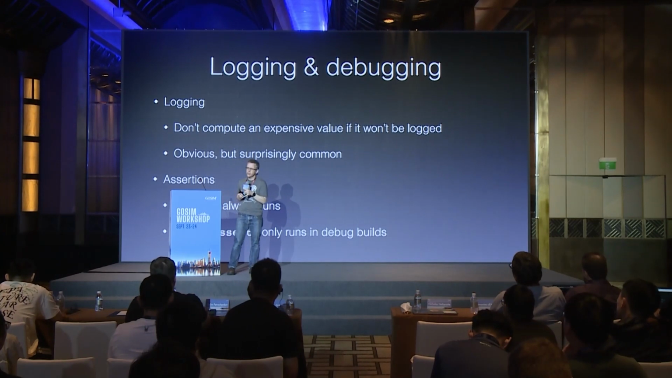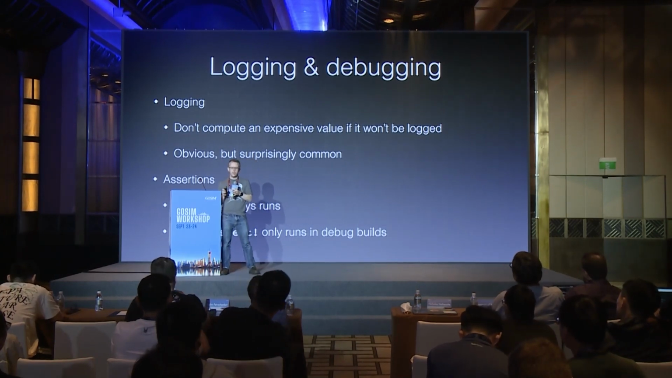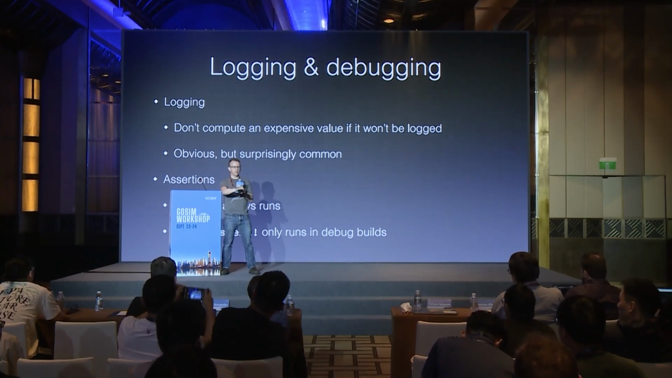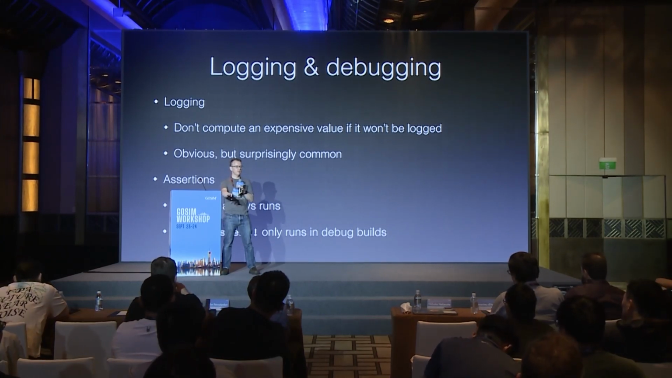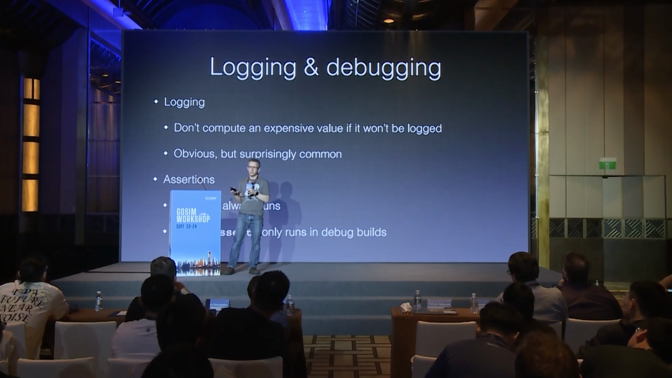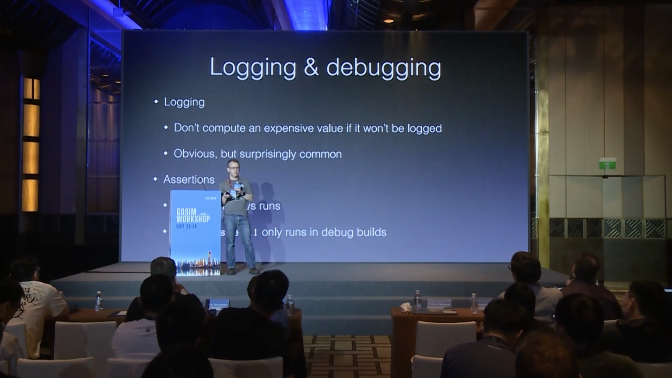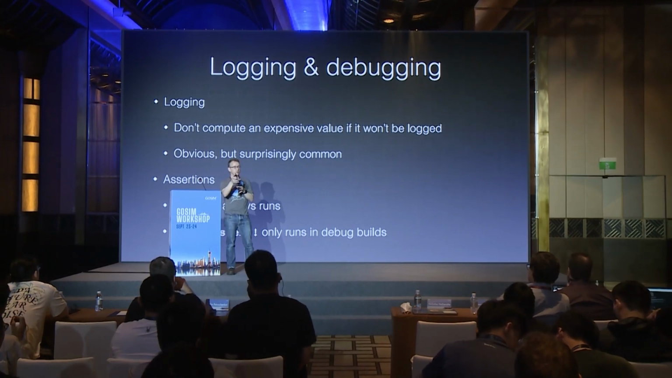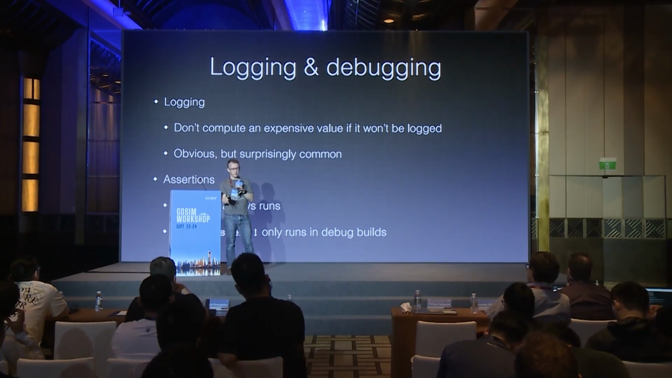A couple of things about logging and debugging. For logging, you shouldn't compute an expensive value and then decide, do I need to log it? Oh, perhaps not. This might seem kind of obvious, but it's surprisingly common. There have been a few cases in the Rust compiler itself where the change was just: don't compute this expensive thing if you're not going to print it out.